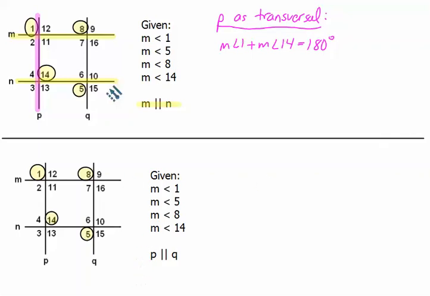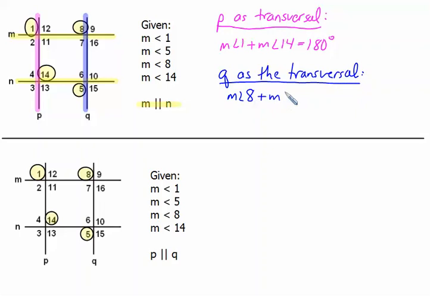Now the other transversal in this problem would be Q. Looking at the two angles involved, angles 8 and 5, are they going to be congruent or supplementary? Well, 8 and 6 would be corresponding. 6 and 5 form a linear pair. So when we look at Q as the transversal, the equation that we're going to come up with is that the measure of angle 8 plus the measure of angle 5 will be 180 degrees.